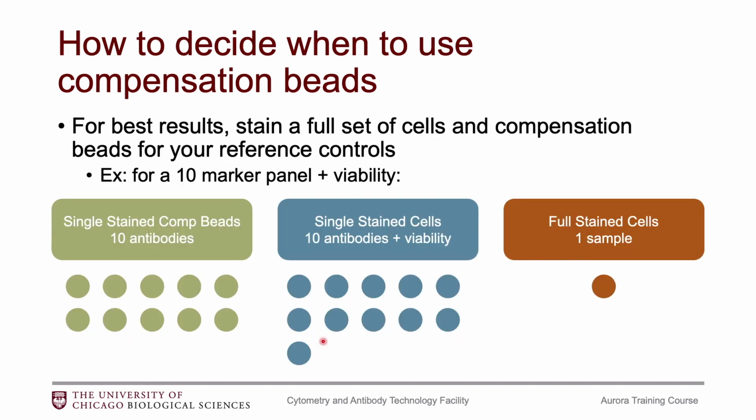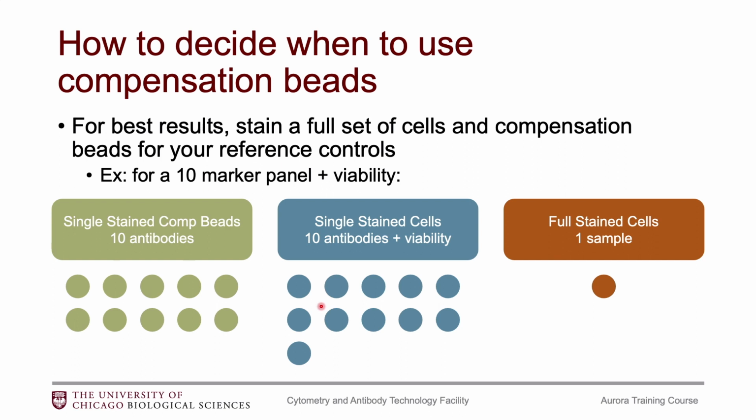What I would recommend doing is, while you're setting up your panel, do one experiment where you bring a double set of controls. Let's say you have 10 markers in your panel plus a viability dye, so 11 total. For one experiment, you're going to bring single stain compensation beads for all 10 antibodies. You're going to bring single stain cells for all 10 antibodies plus your viability dye, and then you're going to bring your fully stained sample. We're going to use these controls to figure out what combination is best to successfully unmix your sample.